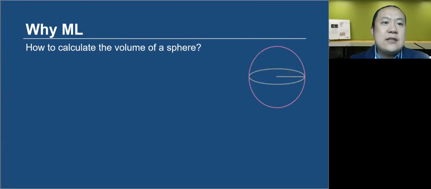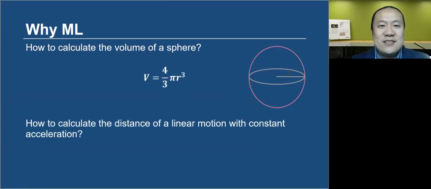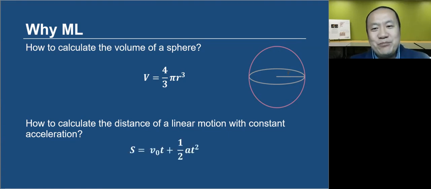First one, how to calculate the volume of a sphere? I think that is quite easy. And most of you here may still remember the equation. That is easy, right? Okay, the second one. How to calculate the distance of a linear motion with constant acceleration? That seems a little bit complicated, but we still have an equation available here, thanks to scientists in the past. So just like I said, they are quite easy questions.